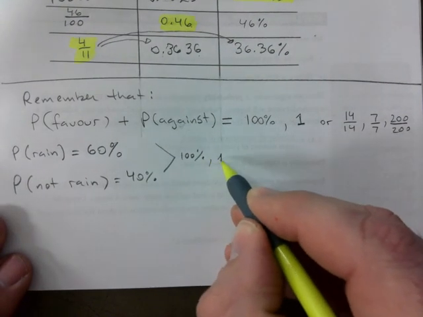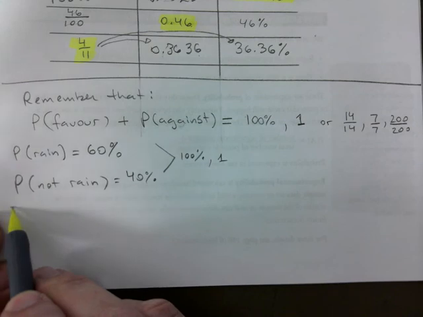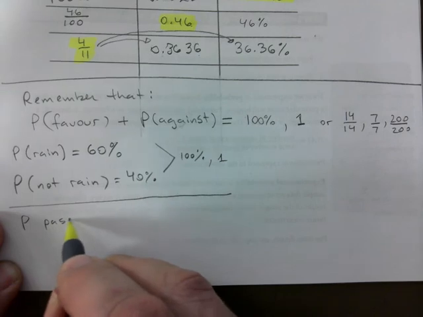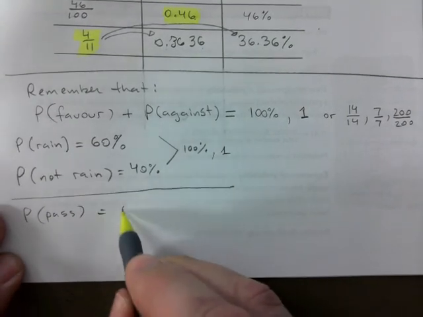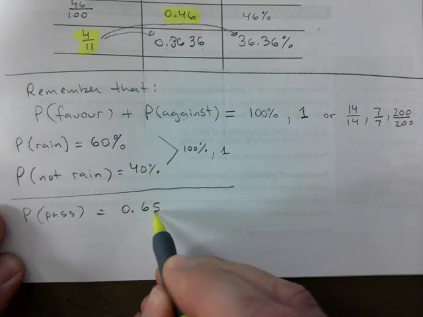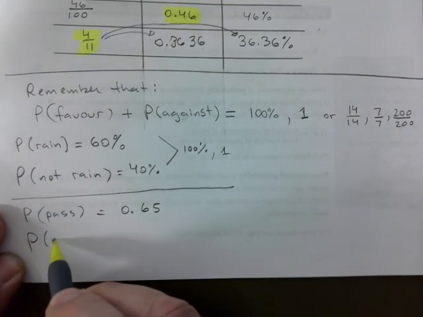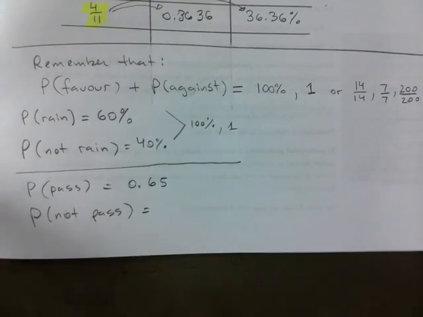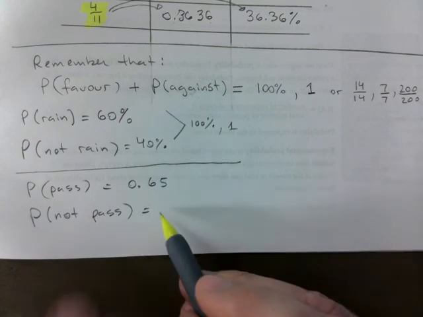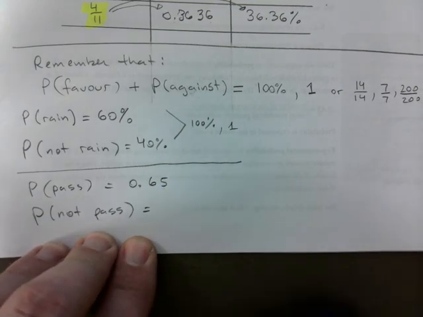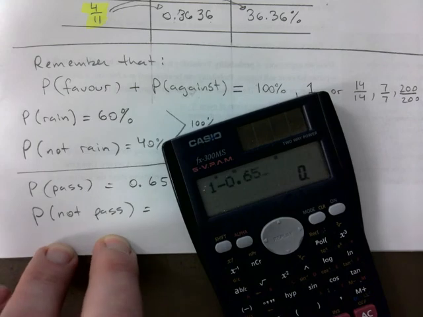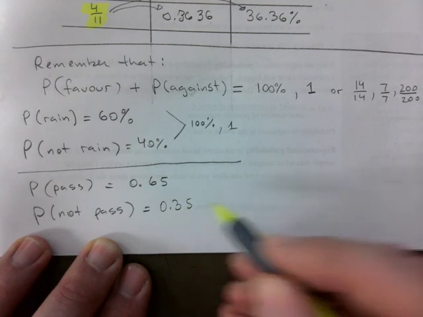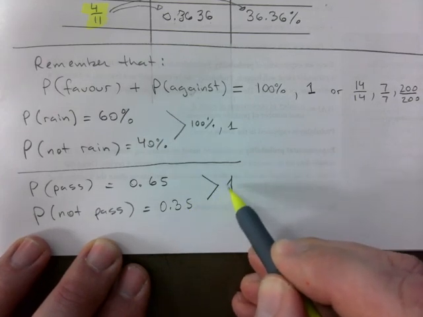Or 1, right? If I said that, let's do another example, probability that you pass the course. If I told you that that's 0.65, what's the probability of not passing as a decimal? It would be, just subtract that from 1, right? If you go 1 minus 0.65, you get 0.35 or 35%, right? So combined to give you 1, right?